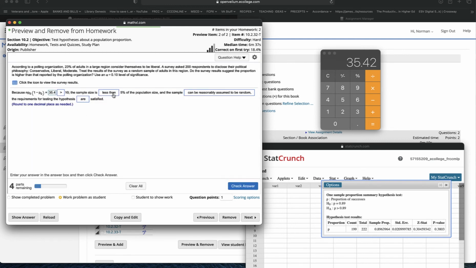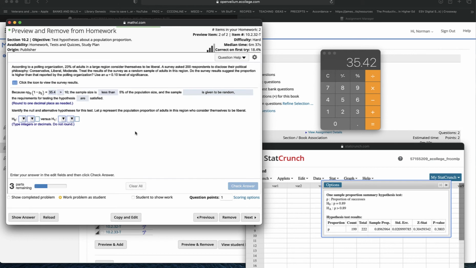35.4. There we go. All right. It's given to be random. Right here. Treat the results of the survey as random. So we have to say it's given as random. All right. So let's continue. So p equals 0.23.